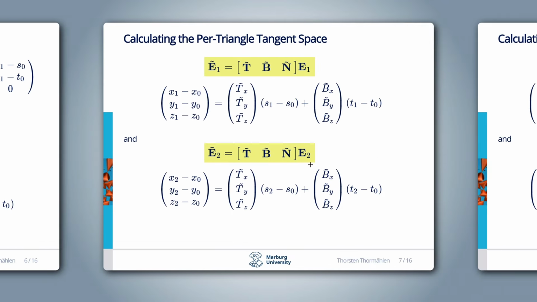However, when we use a second edge, E2, between V0 and V2, we get three additional equations. Now we have six equations and six unknowns, and the equation system can be solved. We rearrange the upper equation for T tilde and the lower equation for B tilde.